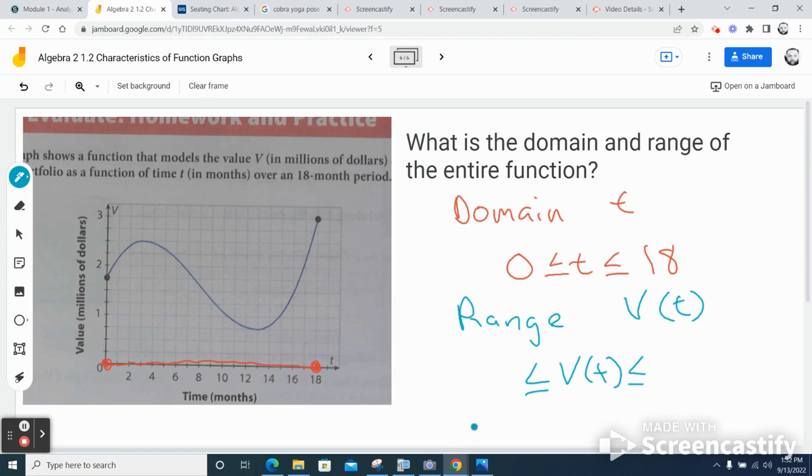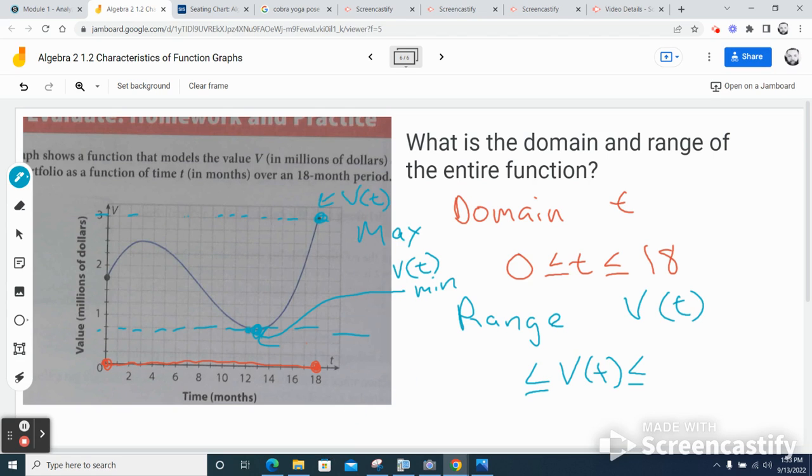So now I need to know the lower boundary for y. What I'm going to do is scan to see the absolute lowest value for v of t, and that occurs right here. Then I'm going to scan up and down and look for the absolute maximum. So that's right here. So this is v of t max, and this right here is v of t minimum. And so that's like the upper and lower boundary.